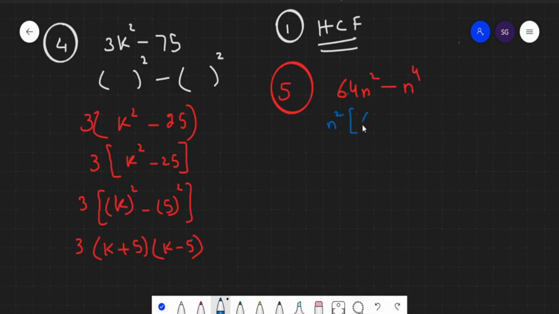So that's 64 minus n squared. And now you can write 64 as square of 8, n squared as square of n, so there we are. This is n squared as it is, then 8 minus n and 8 plus n, and that's factorization done.